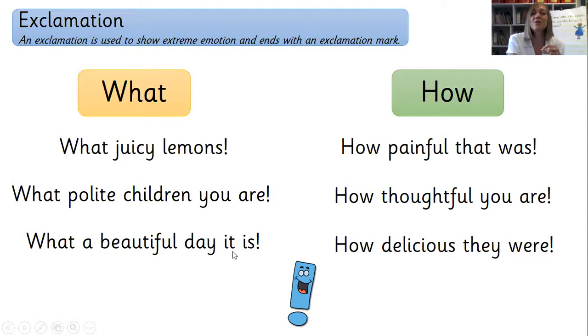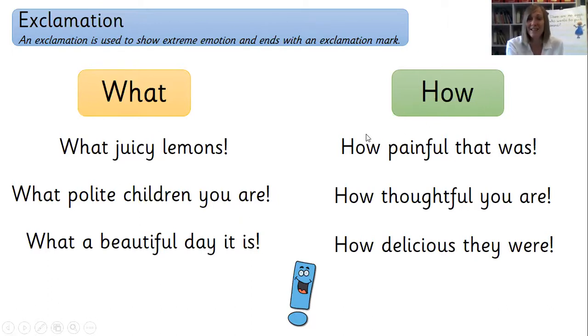What a beautiful day it is. And there is an exclamation of some excitement and some emotion of how lovely the day is. That's how we use what as an exclamation word. And now let's go over this side where we're going to look at how.